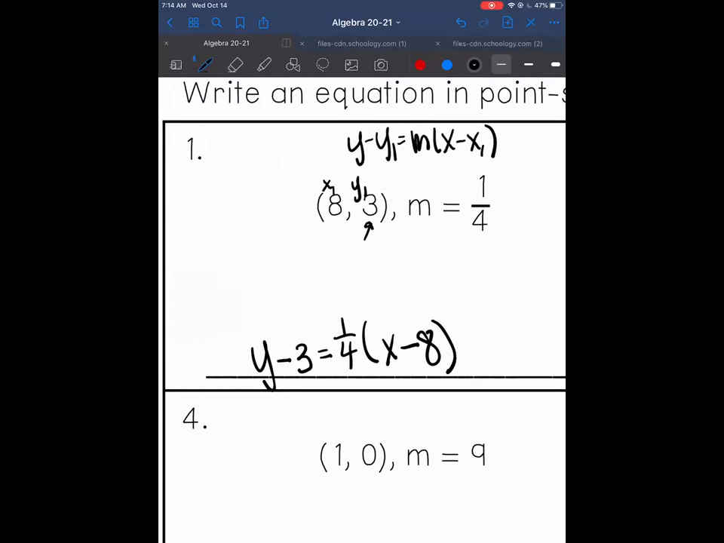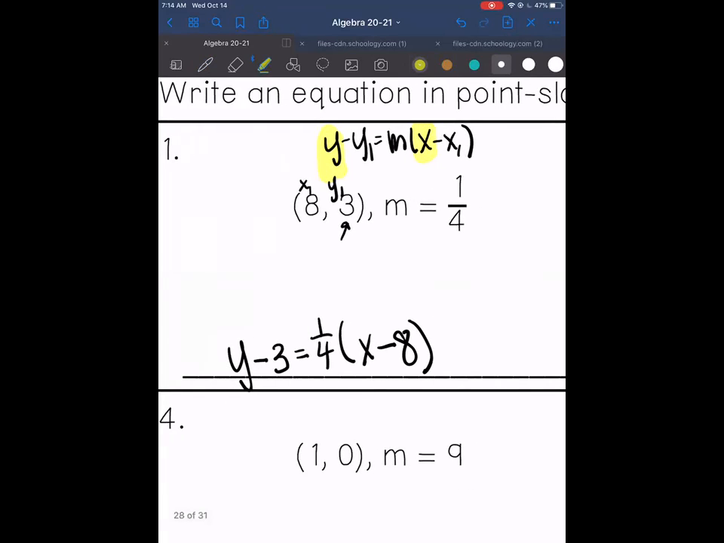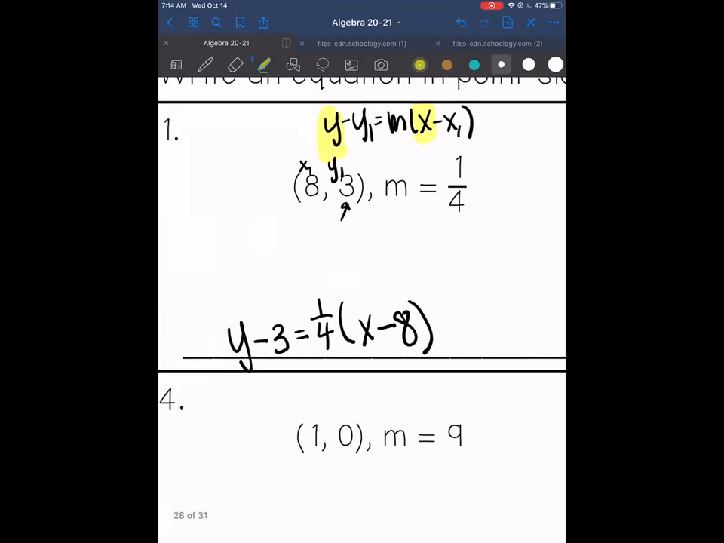I will remind you that the y here and this x here are a part of the equation of the line, so we do not substitute anything in for them. So that first y and the first x, if it doesn't have the little subscript number, meaning the small number next to it, we do not substitute for it. That stays there. As you can see, we still have y and we still have x.